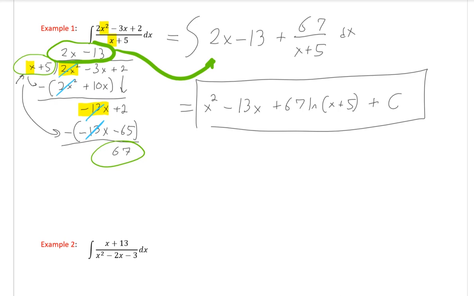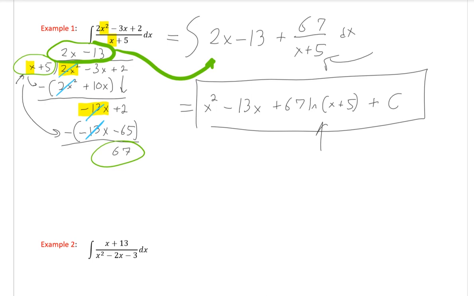All right. If you want to see how I got natural log out of this, you could just do a u substitution on just this bit, calling u to be x plus 5. du would just be dx. And so you get 67 over u du. And that's what allows you to get natural log here. So that's all we're looking for.